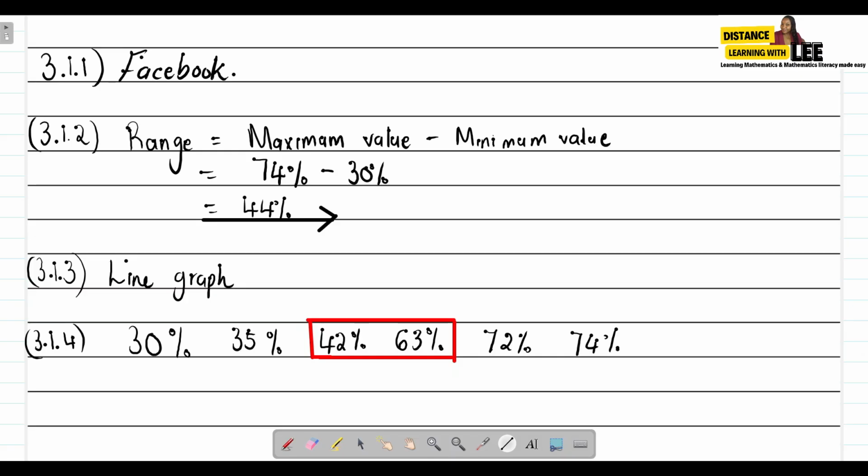Why did I say that the median will be in between these two values? Because to determine our median, we have to have the same number of values on the left-hand side and on the right-hand side. So in this case, our median will be a number in between 42% and 63%. All we need to do is take 42% plus 63%.